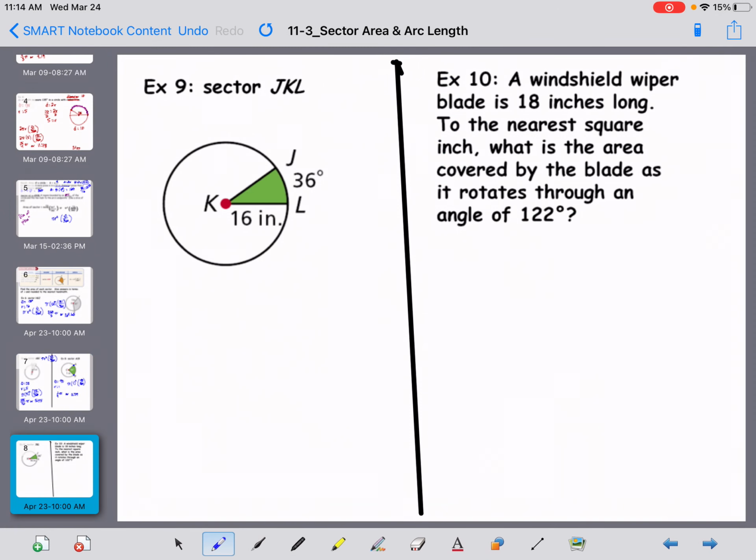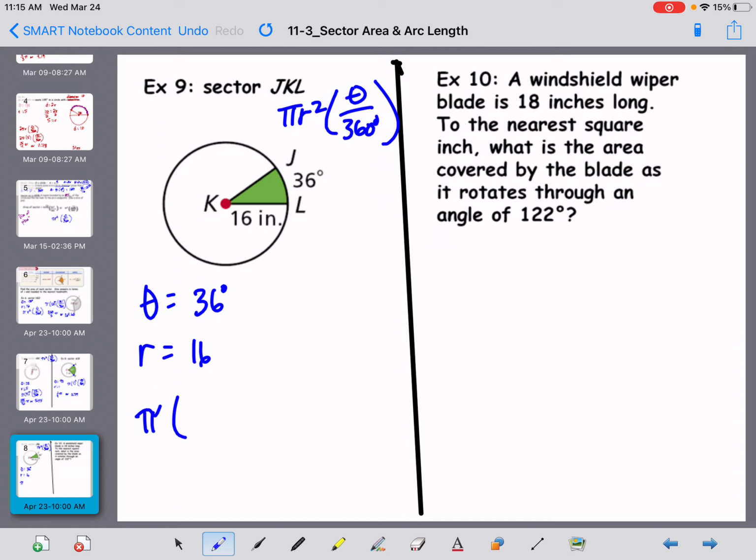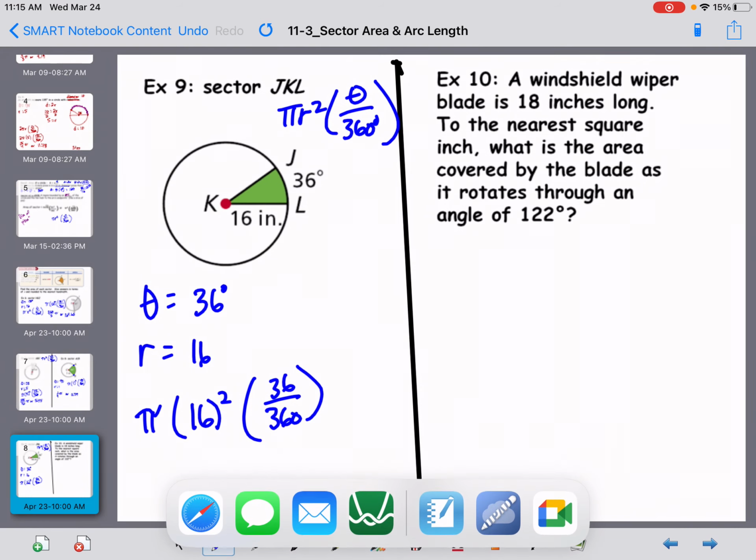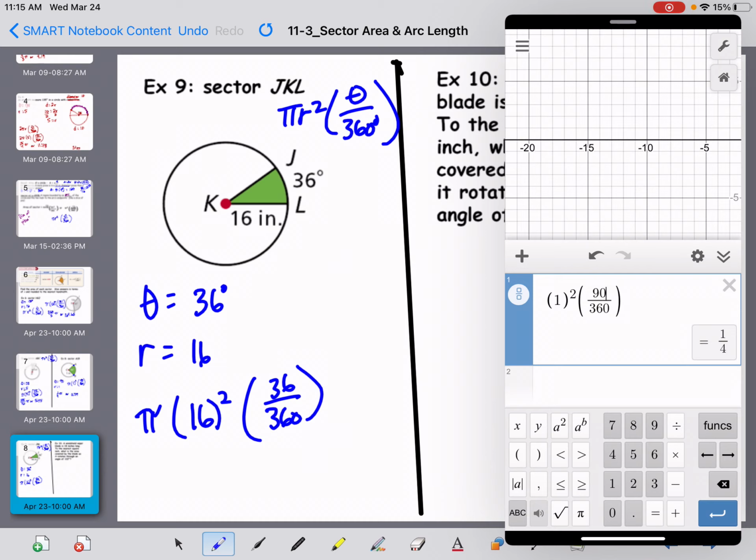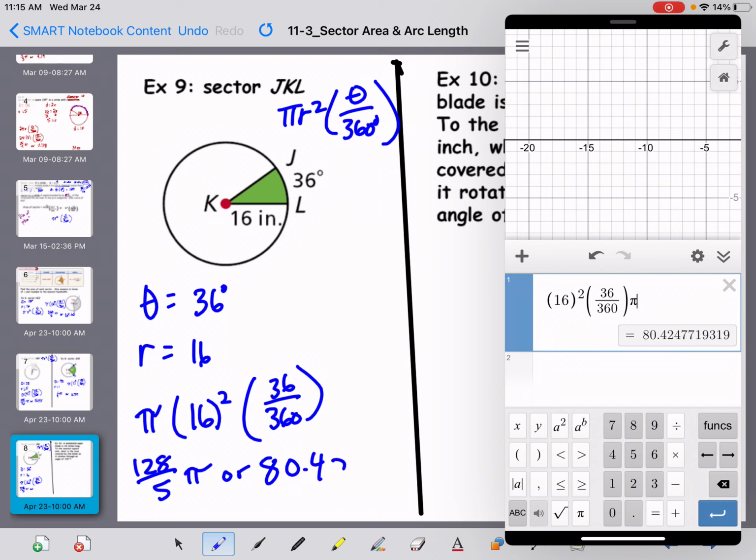Okay, one more example. Actually, 2 more examples. So this one's just the same thing. So theta, 36, and radius is 16. So pi r squared, 36 over 360. Take out the pi. 90 becomes 360. The 90 turns into a 36, and this needs to become a 16. So 128 over 5 pi, or put in the pi, and I got 80.42.